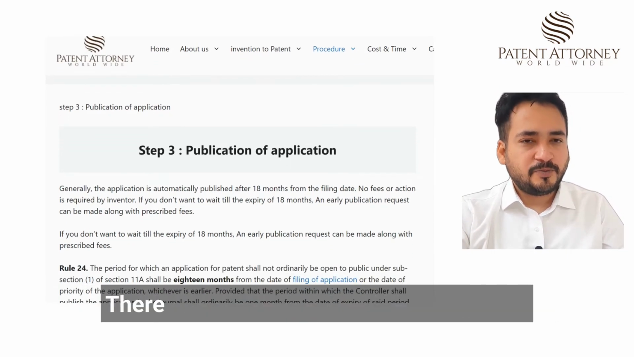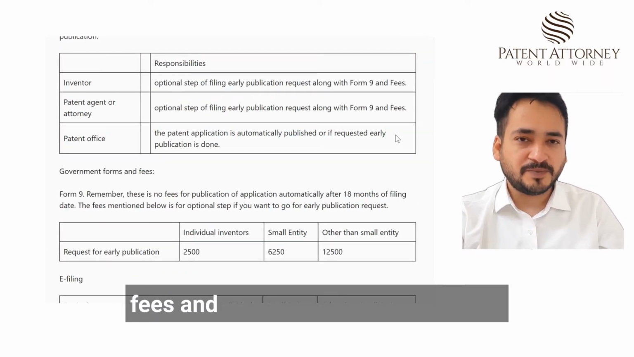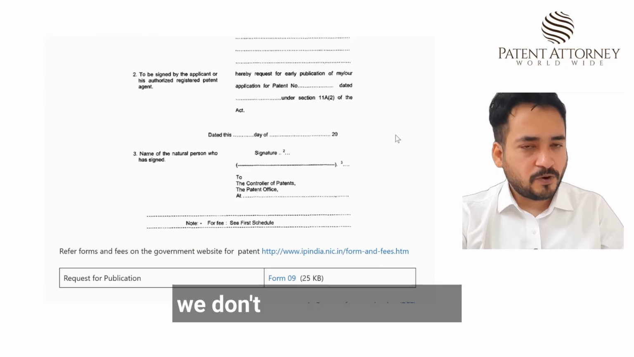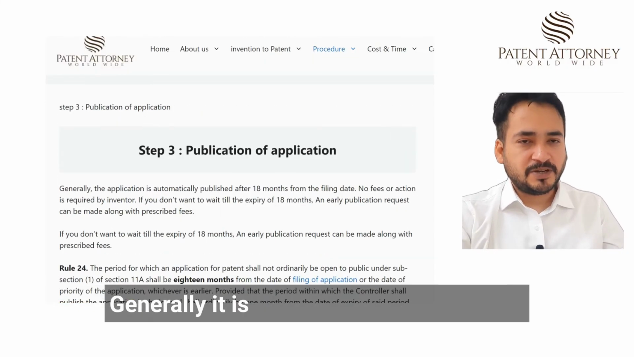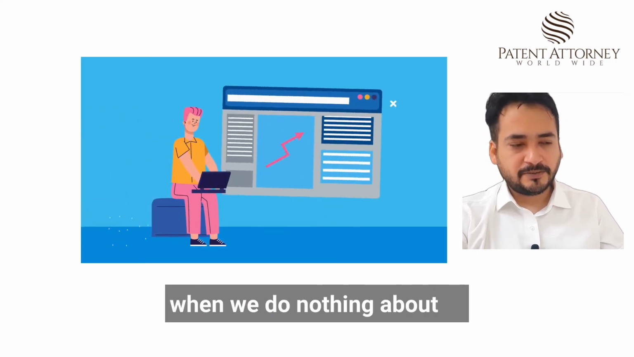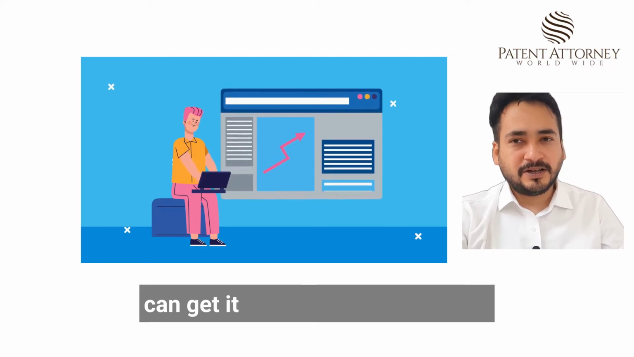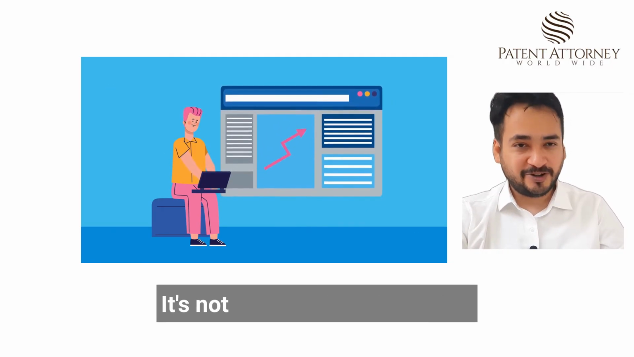Moving ahead, there would be an early publication request. Generally the relevant fees and forms are mentioned there. The early publication request is made when we don't want to wait for 18 months for the publication of the patent application. Generally it is published after 18 months when we do nothing about it. But if we file the early publication request, we can get it published earlier, in about a month or so. It's not grant, it's published.